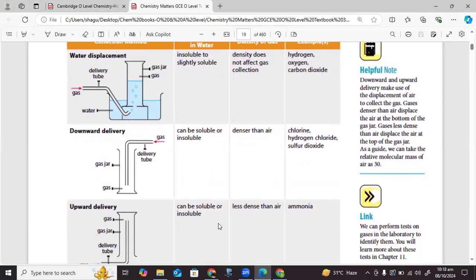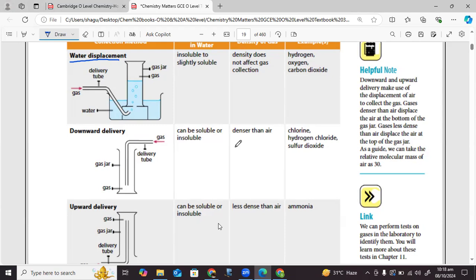So if the gas is water insoluble, we can collect it through the water displacement method, in which we use a gas jar. We need water in a tub and a delivery tube, and water will be displaced by the gas which is produced here. If the gas is water soluble, obviously it will not be collected by water displacement, as it gets dissolved in water.